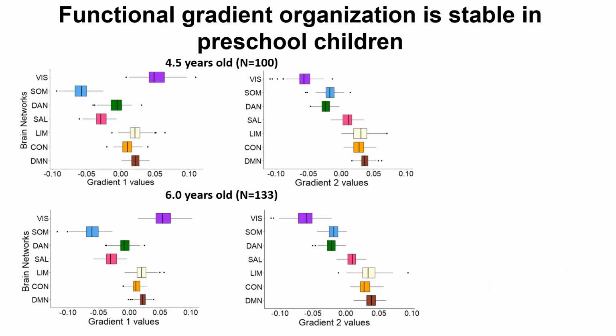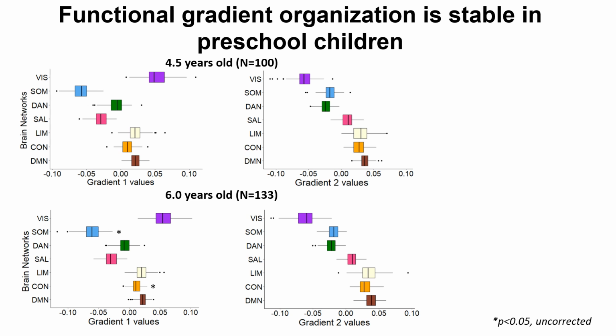After identifying the gradients in 4 by 5 years old, we then look at the functional gradient organization at 6 years old. We can see that the organization of the network gradient is very similar across the two age groups. And looking at the 57 subjects that were scanned in both age groups, we carry out a paired t-test to see whether specific networks change with age. Note that for gradient 1, the somatomotor and control network is different at 6 years old. However, this difference is small and does not withstand FDR correction.